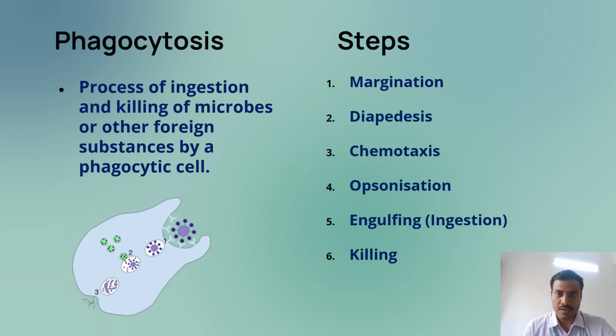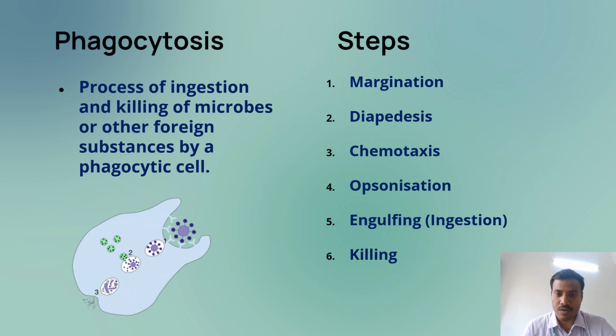Basically, a phagocytic cell is a leukocyte. So, leukocytes, we know, are classified into granulocytes and agranulocytes. In granulocytes, we have neutrophil, eosinophil, and basophil. And in agranulocytes, we have monocytes and lymphocytes. So, mostly all the cells are involved in phagocytosis, but the predominant cells involved in phagocytosis are neutrophils and monocytes, and one more cell which is involved in phagocytosis, macrophages.